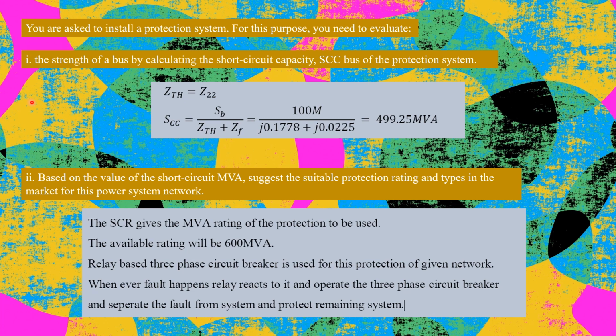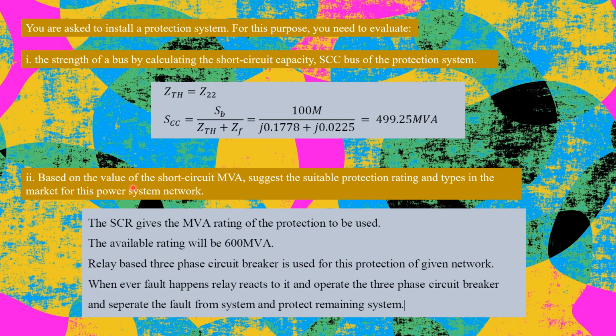Next, you are asked to install a protection system. For this purpose, you need to first evaluate the strength of the bus by calculating the short circuit capacity, SCC, of the bus of the protection system. So the SCC is given by SB divided by ZTH plus ZF. ZTH is Z22, which we can obtain from the bus impedance. By substituting values into this formula, we obtain that SCC is equal to 499.25 mega volt-ampere.